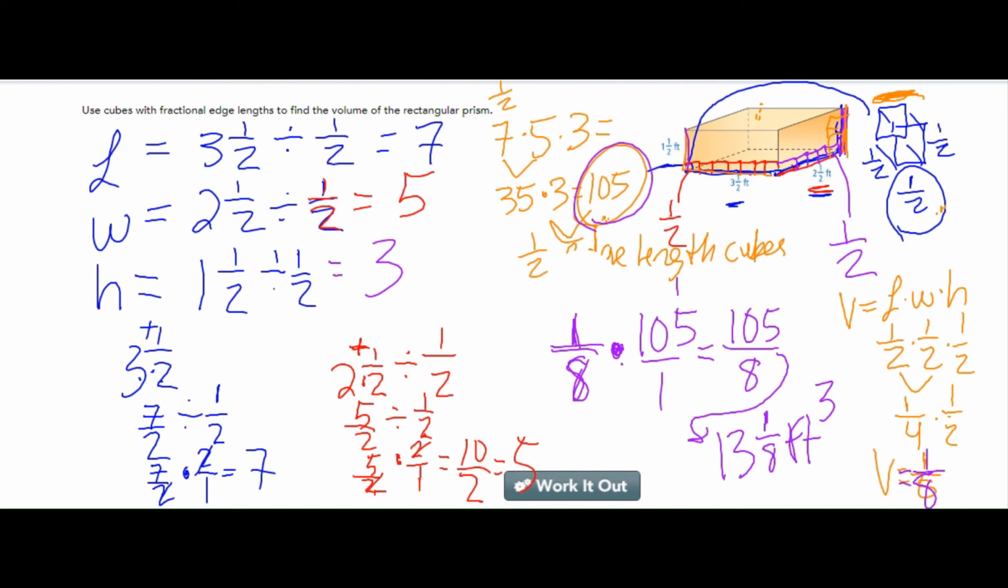25 minus 24, you have 1 left over. The remainder becomes the numerator. The divisor is the denominator. So this is where I got this from right here. So that means the volume of the rectangular prism is 13 and 1 eighth feet cubed, because length times width times height is 3-dimensional. Feet times feet times feet is feet cubed. So that's where the feet cubed came from.